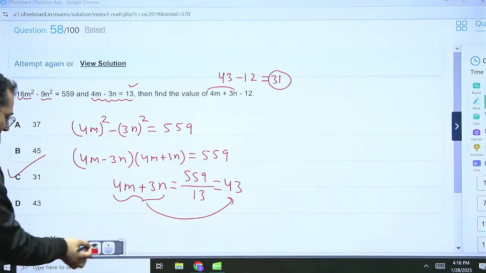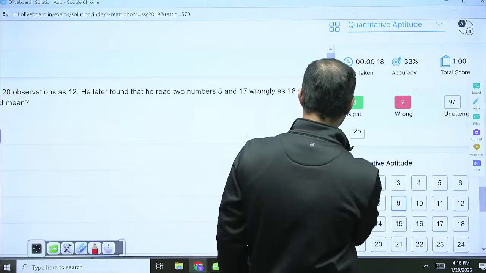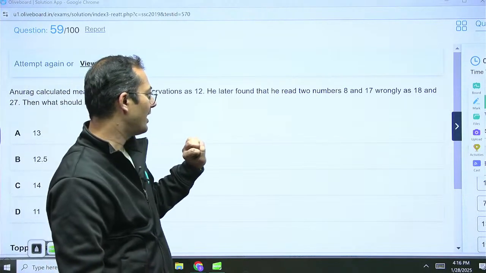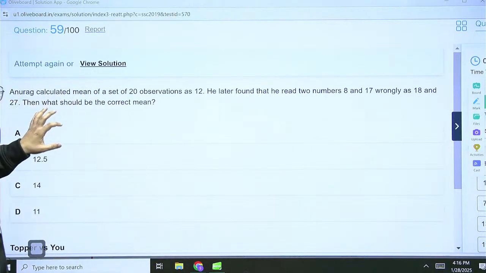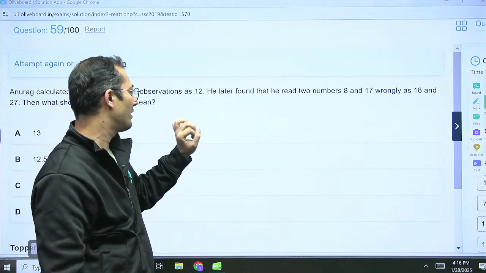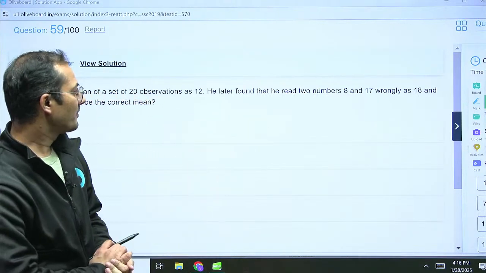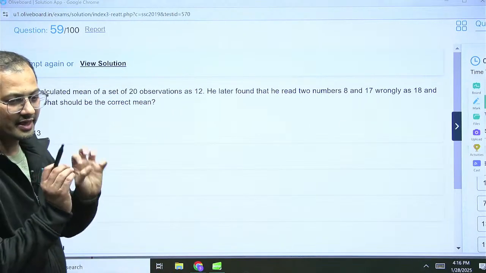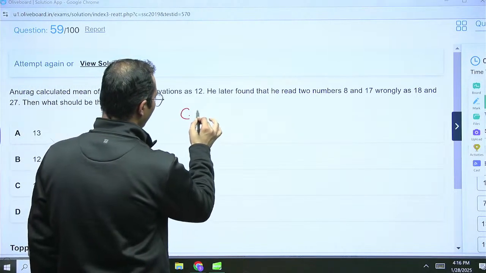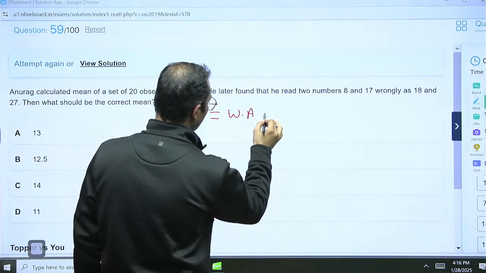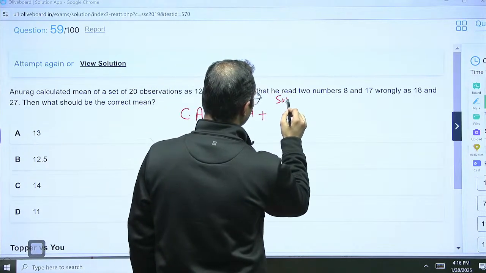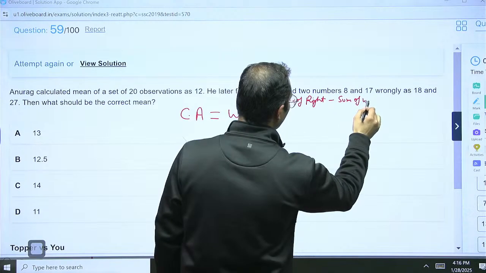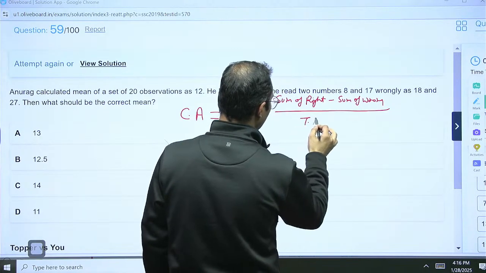Okay, so let's move to the next question, question number 9. See, this question belongs to average section, right? Anurag calculated mean of a set of 20 observations, that is 12. He later on found that he read two numbers 8 and 17 wrongly as 18 and 27. So there is a direct formula for this. The correct average is equal to wrong average plus sum of right values minus sum of wrong values, divided by total number of observations.